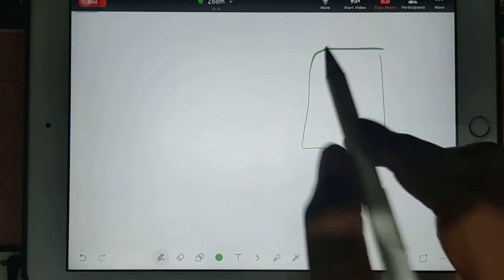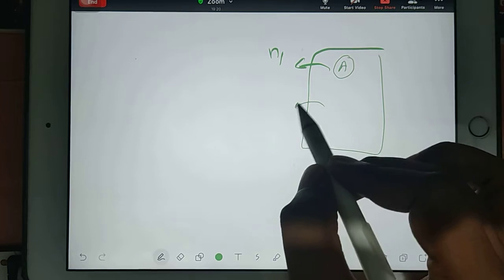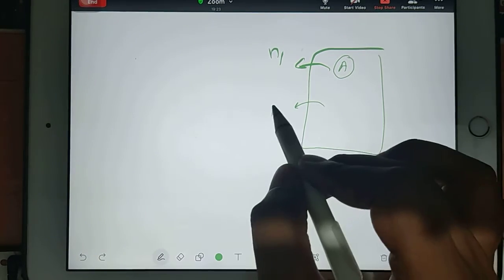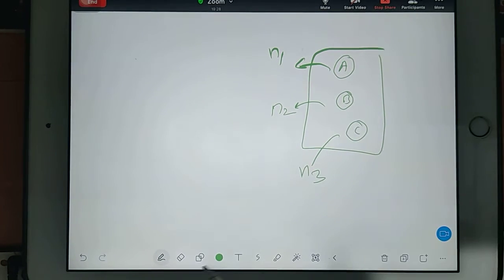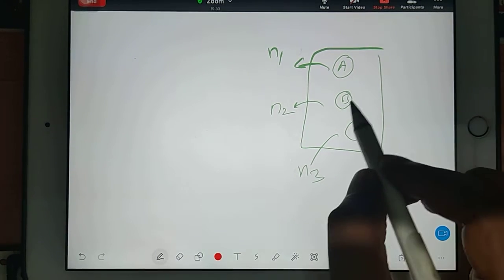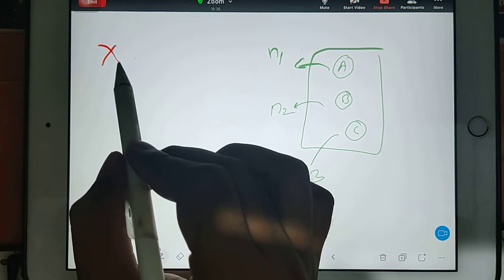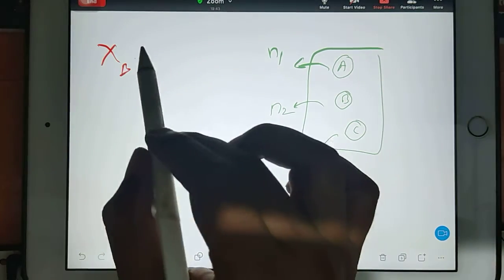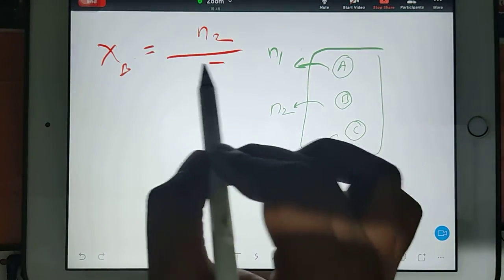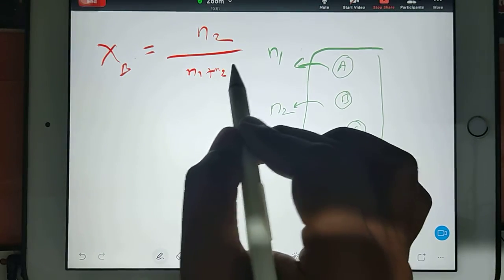You have taken any system. In this system, suppose N1 moles you have taken of element A, N2 moles you have taken of element B, suppose extra N3 moles you have taken of element C, and now you are looking for mole fraction. Whenever you look for mole fraction, you should say for which element you want to find it. Suppose I want to find mole fraction, the symbol I am giving is X, for element B. So how will you find out? N2 divided by total, the sigma. Total means N1 plus N2 plus N3.